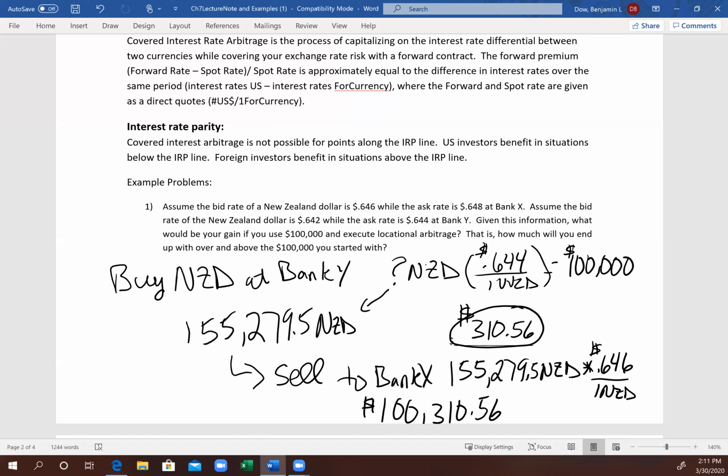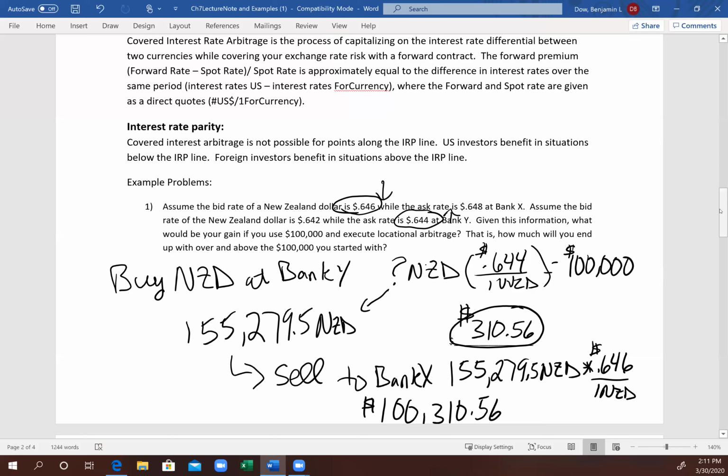That is an instantaneous arbitrage profit of $310.56. Remember what's now going to happen: the more you buy at Bank Y, the ask rate is going to tick up. And when you sell them back to Bank X, the bid rate is going to fall. And we will hit general equilibrium.